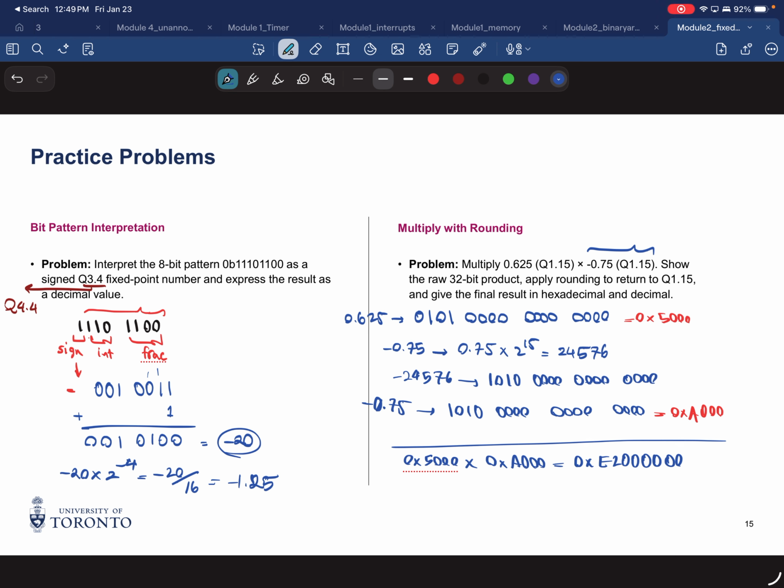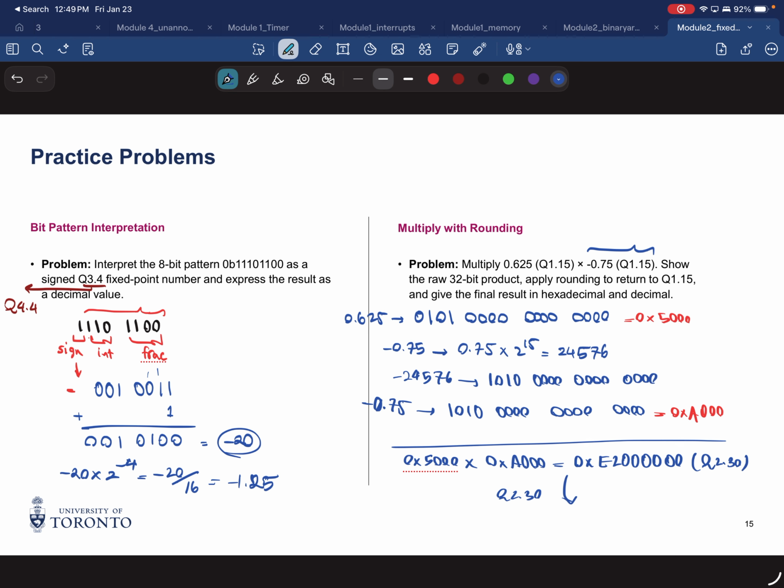Now we need to find this, and this is in Q. So this is the important one. To understand that this is going to be the right result, it will give you the right result if you interpret it in the right Q format. The Q format you should be using when you're multiplying 115 by 115 is 230, right? Okay.